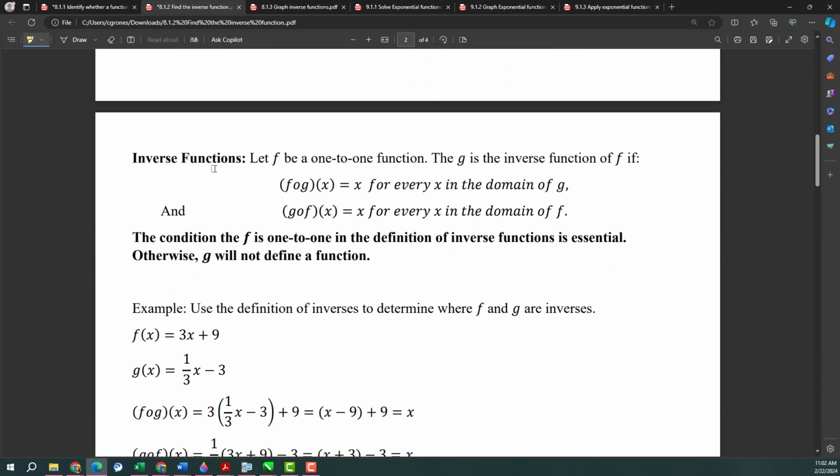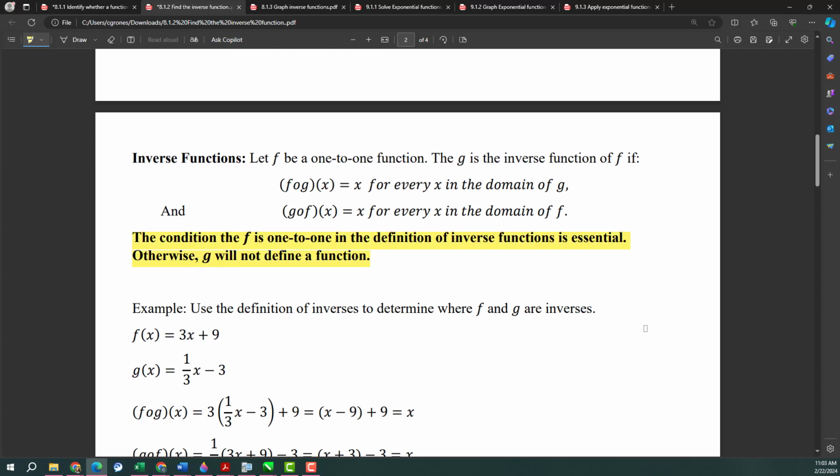Down here it says inverse functions: let f be a one-to-one function. Then g is the inverse of f if f of g of x equals x for every x in the domain of g, and g of f of x equals x for every x in the domain of f. The condition that f is one-to-one in the definition of inverse functions is essential. Otherwise, g will not define a function.